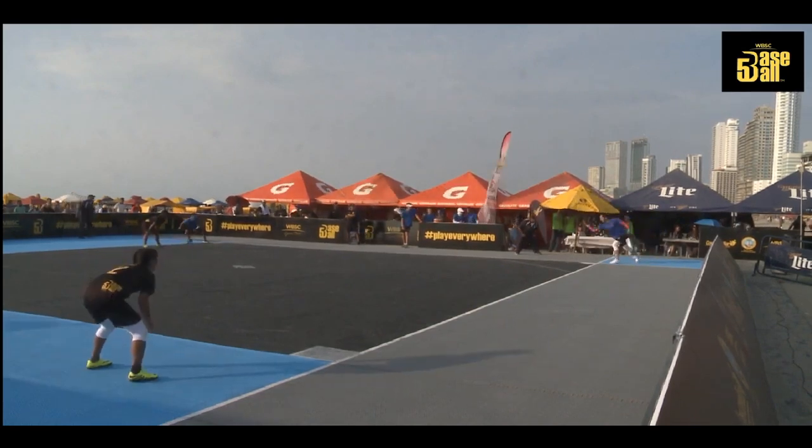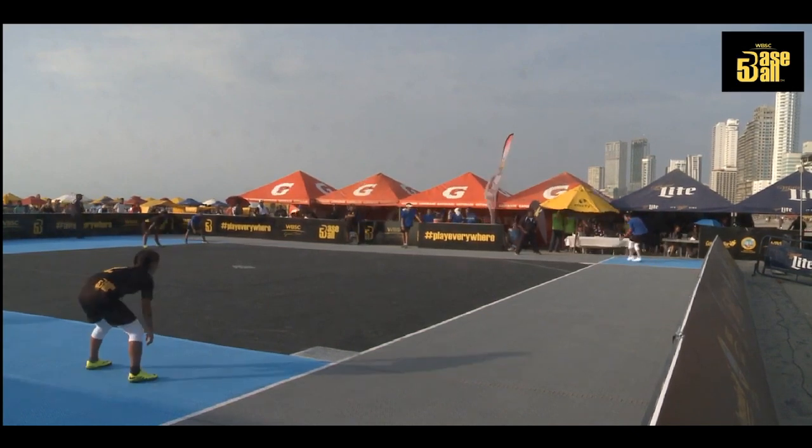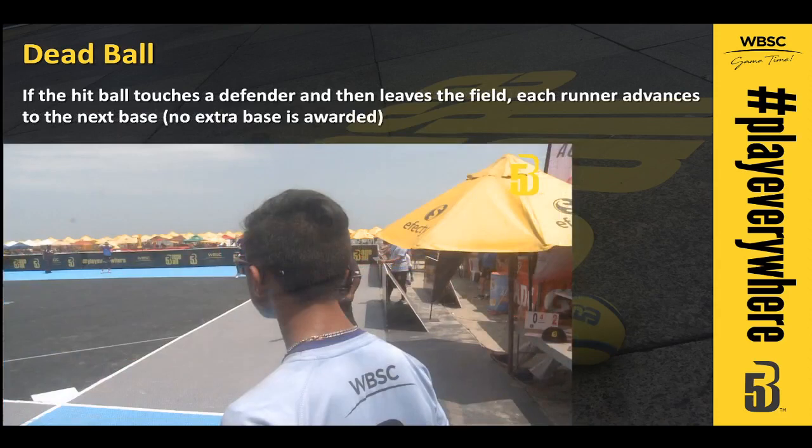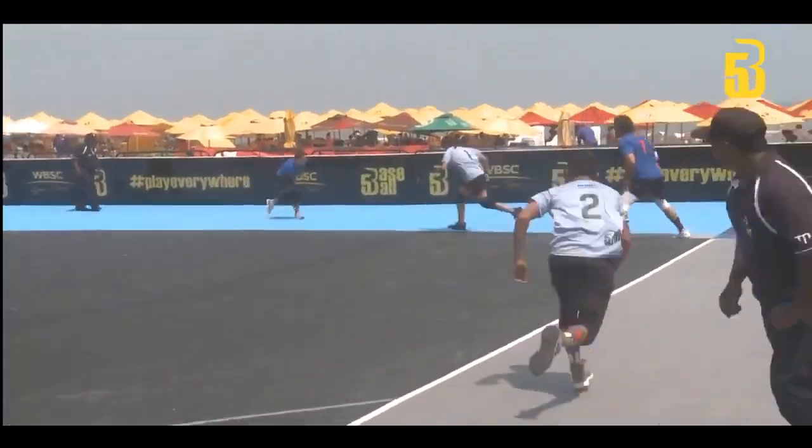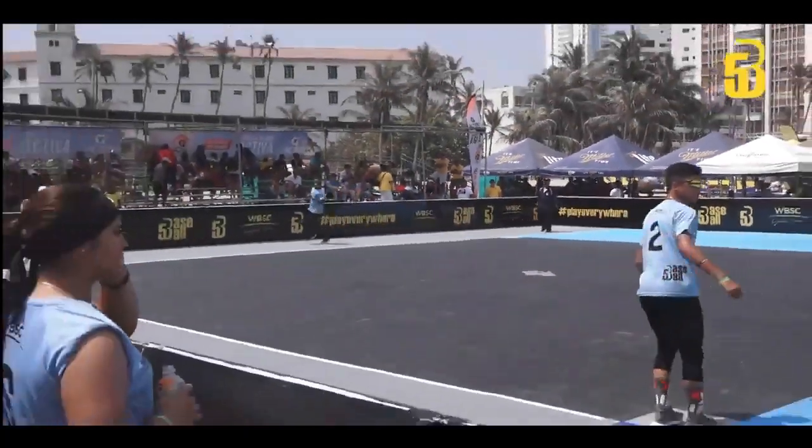As we mentioned just a few moments ago, it's a really well-executed hit, and it can be, at times, a very smart offensive play. In our next example, the ball leaves the field after having touched a defender in the attempt of fielding. Again, in this case, the batter gets to go to first, and every other runner advances to the next base. No extra bases are awarded.